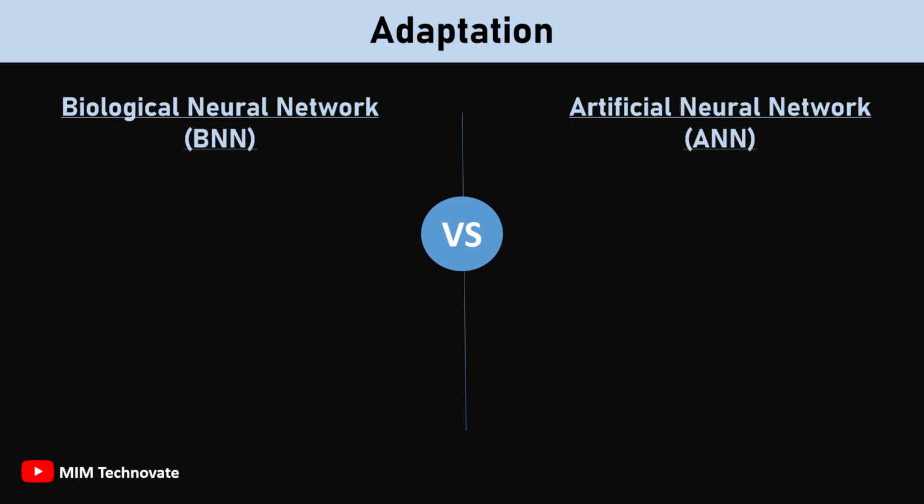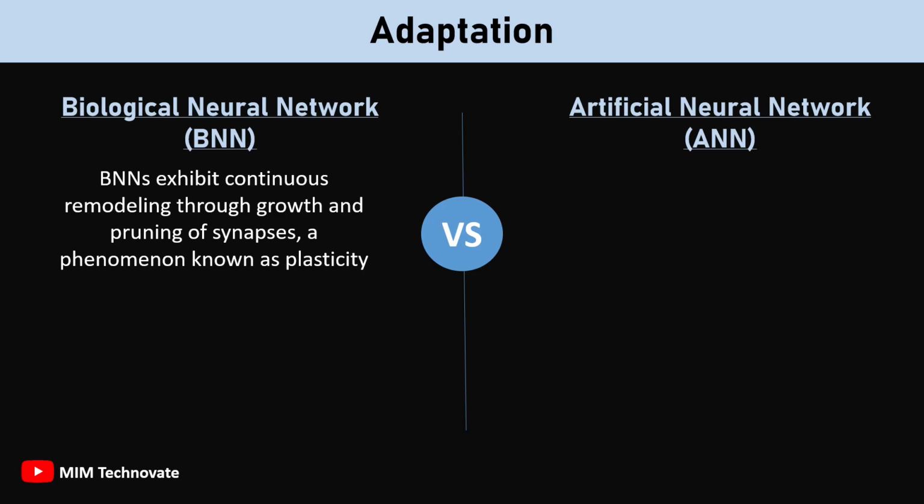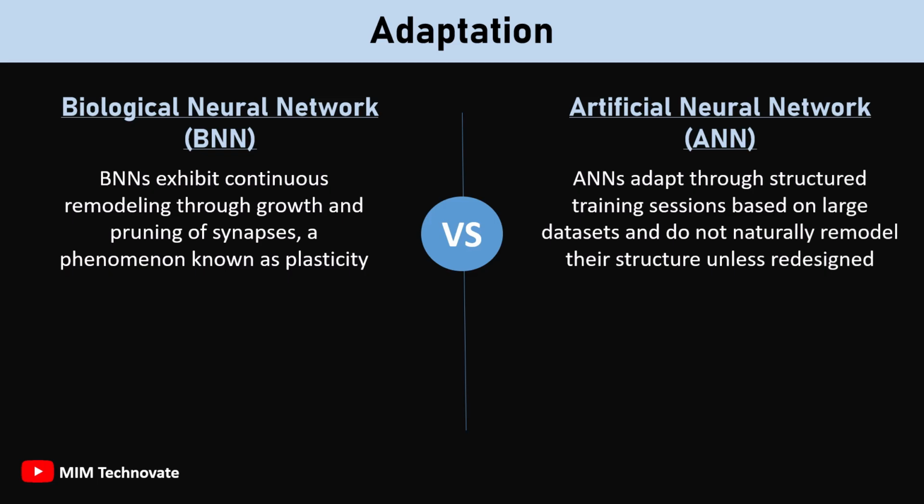Adaptation. BNNs exhibit continuous remodeling through growth and pruning of synapses, a phenomenon known as plasticity. ANNs adapt through structured training sessions, based on large datasets, and do not naturally remodel their structure unless redesigned.